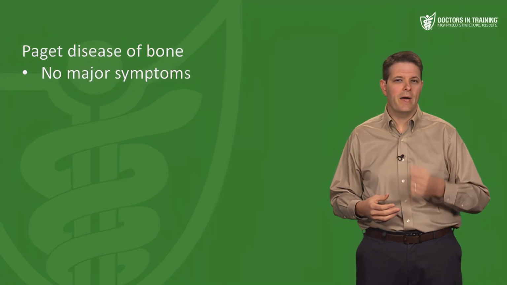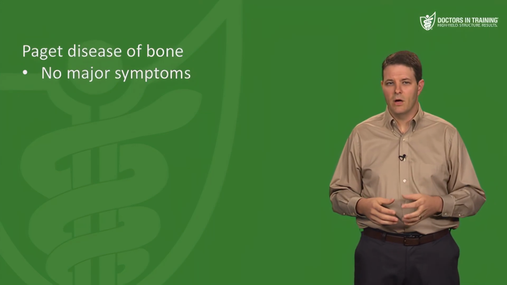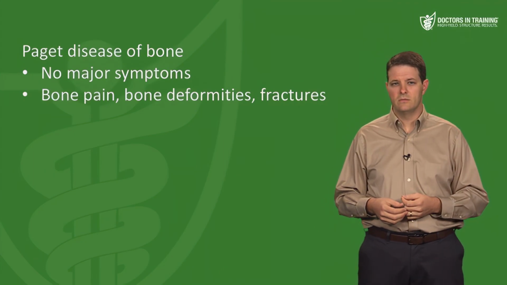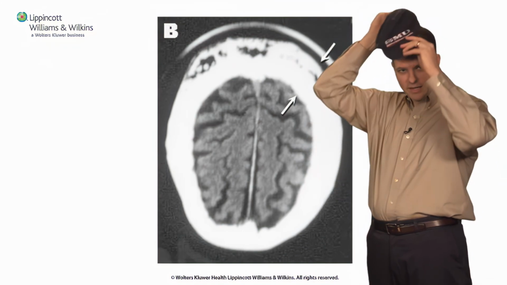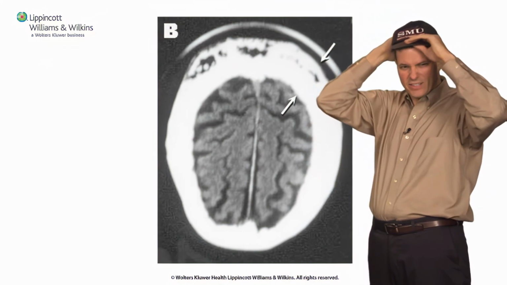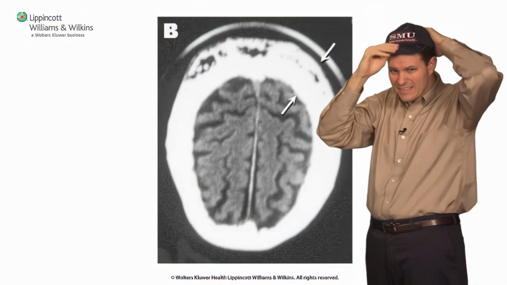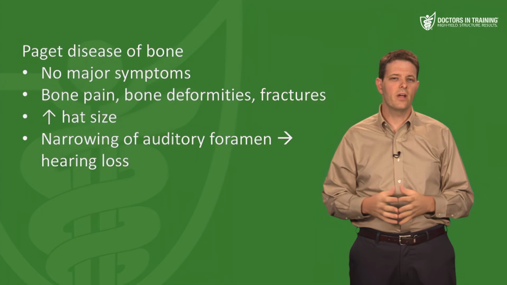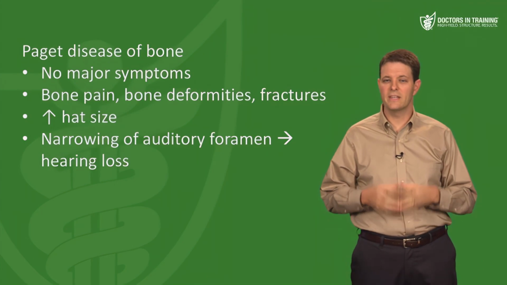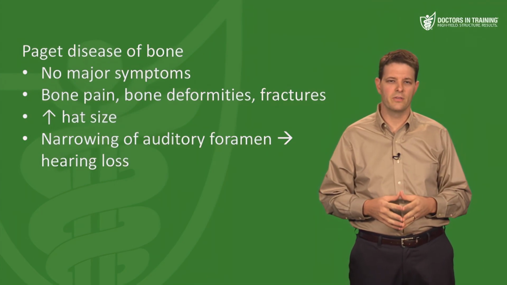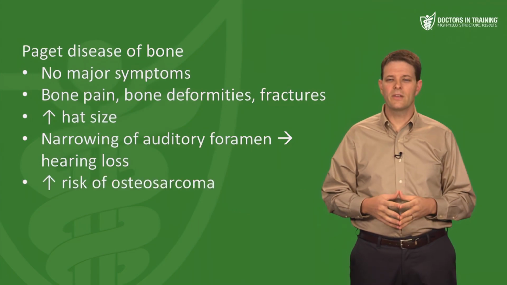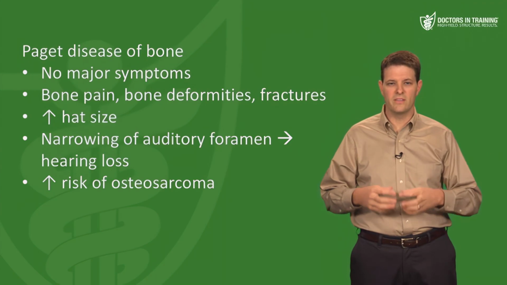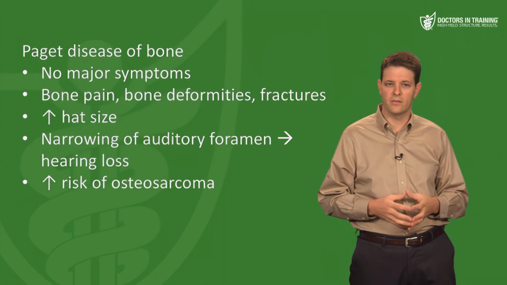Now, most patients with Paget disease have no major symptoms, although they might potentially have bone pain, bone deformities, and fractures. One interesting presentation you might see on your exam is a patient who complains that his hats are getting tight or that he has increased hat size because the cranial bone is just getting thicker and thicker. These patients can also have narrowing of the auditory foramen, which leads to hearing loss, kind of like we saw with osteopetrosis. And these patients are at an increased risk of developing osteosarcoma, which kind of makes sense if you think about focal areas of disordered bone growth leading to bone cancer.